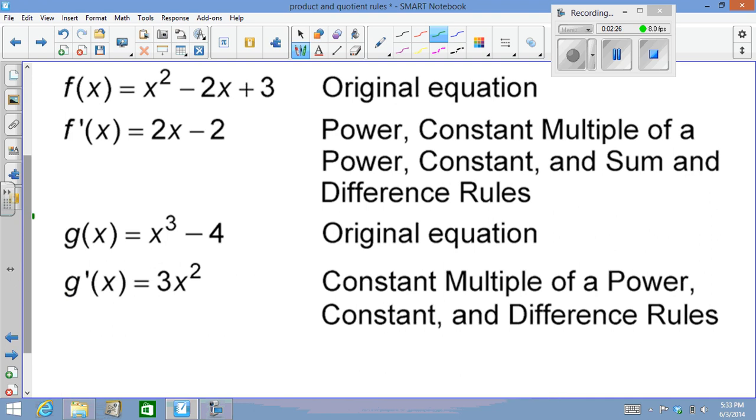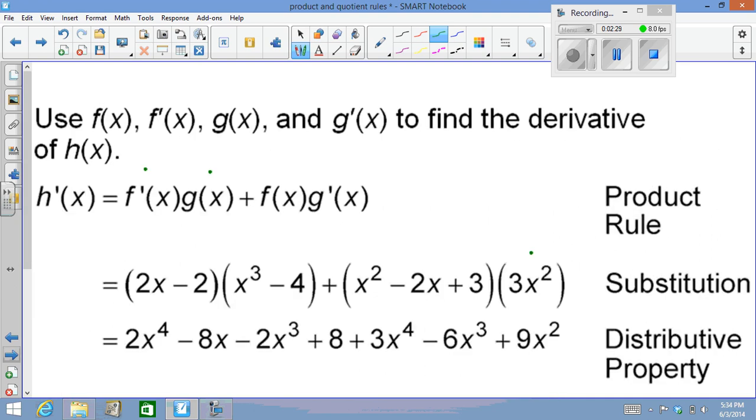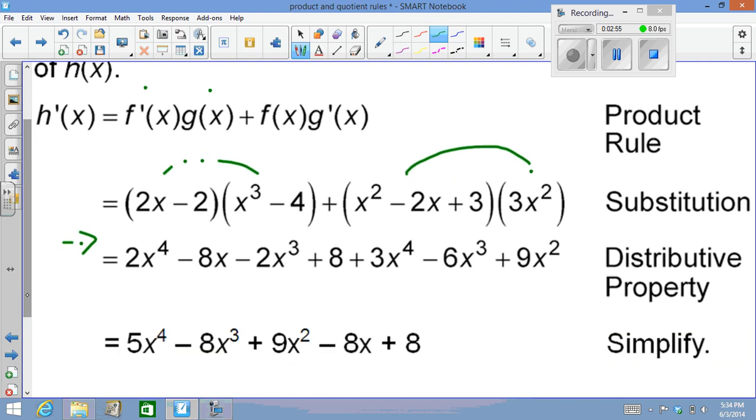Then when I apply it to the product rule, I would have the derivative of the first, which is 2x minus 2, times the second item, which was x cubed minus 4, plus the first term, which was x squared minus 2x plus 3, times the derivative of the second term, which is 3x squared. Then I'm going to multiply it all out. So I would distribute and FOIL here and multiply it out here. And then when I do that, I'm going to end up with this polynomial, which I can simplify by adding the like terms, and that would give me my derivative. So this would be the derivative of f times g, or the multiplication of those two items.